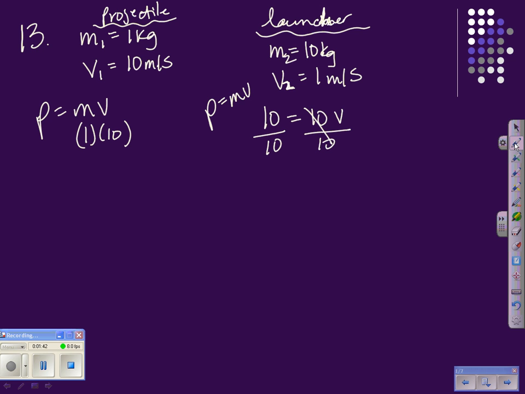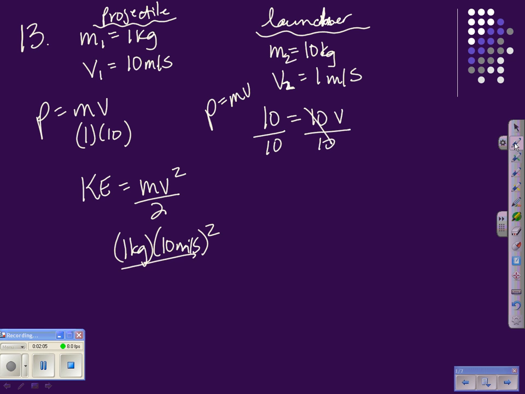Well, if we know that information, then we could find the kinetic energies, because we're supposed to prove that the launcher has 10 times as much kinetic energy. So KE is mv squared over 2. So we have 1 kilogram times 10 meters per second squared divided by 2. That means my projectile has a kinetic energy of 50 joules.